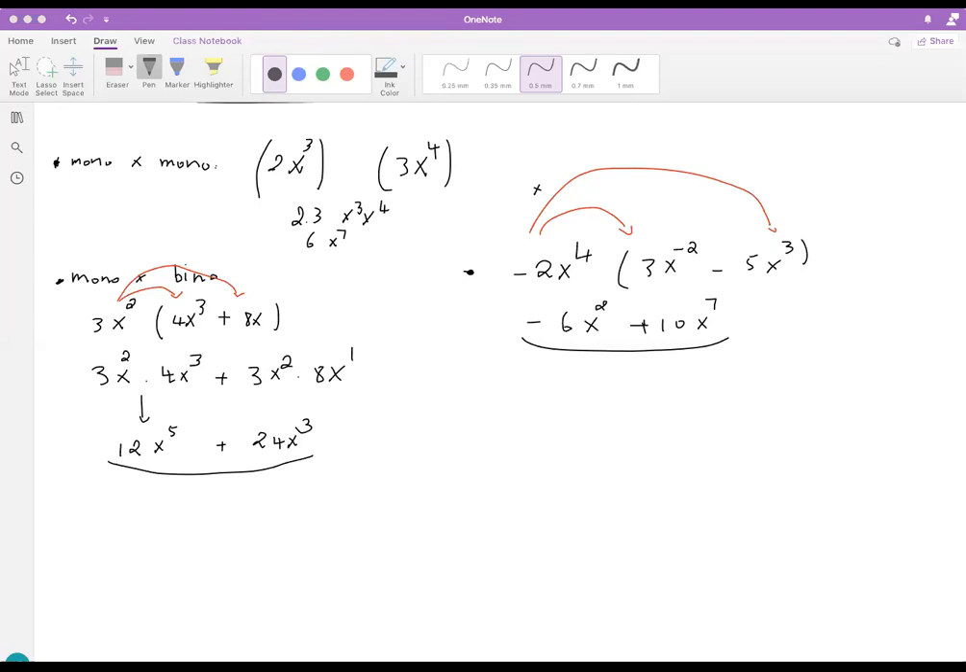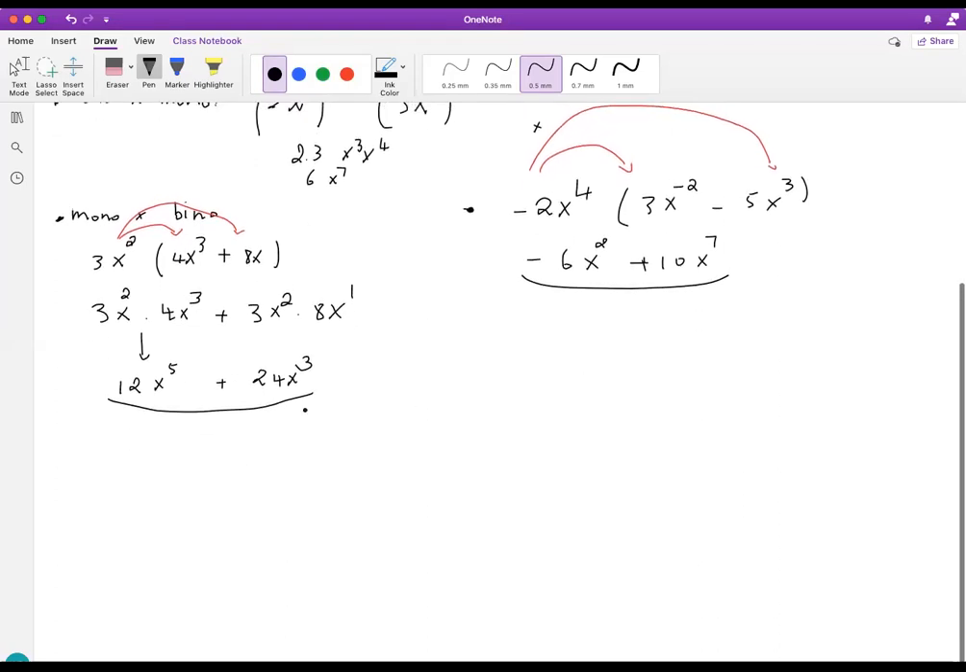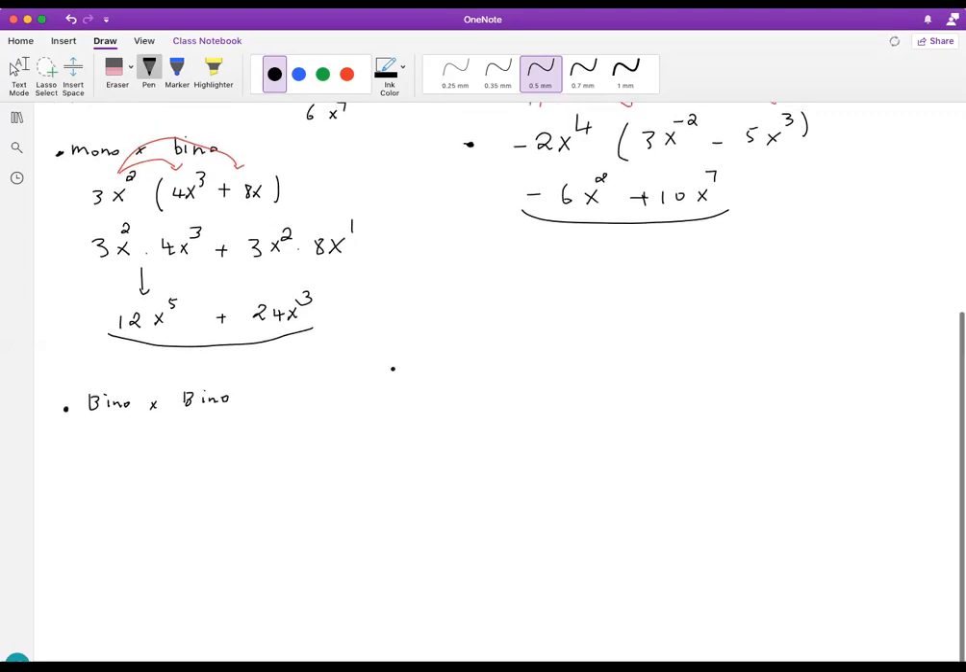Let's see. So we multiplied monomials by polynomials. The next case is when you have two binomials. So this is how to multiply two binomials. A binomial times another binomial, each will have two terms. As an example, say 3x minus 2. Let's multiply that by 5x to the second plus 1.